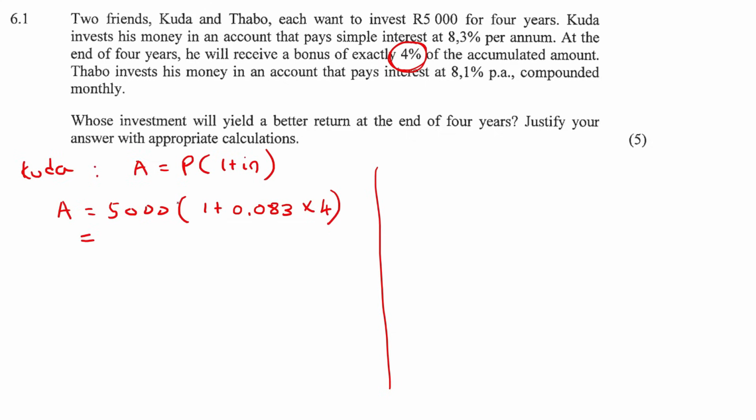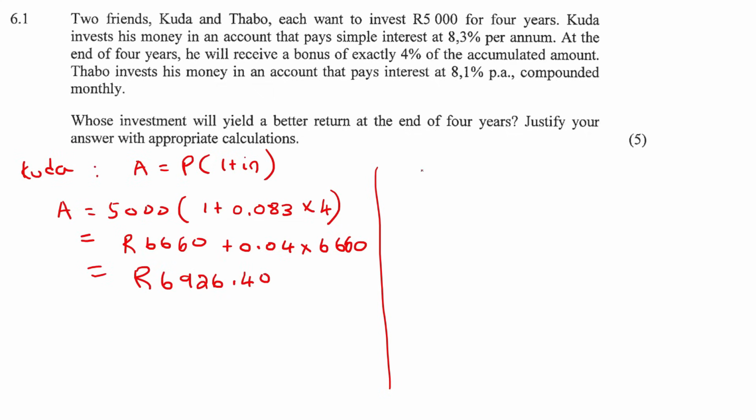Okay, let's see what he gets, and then we'll add on the 4%. Okay, so that's going to be 6,660. Now he's going to get 4% of that, so 0.04 of that amount, and that means he will get a total of 6,926 Rand and 40 cents.